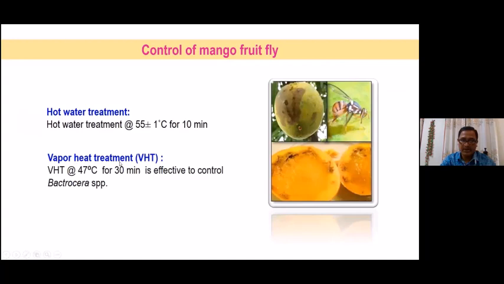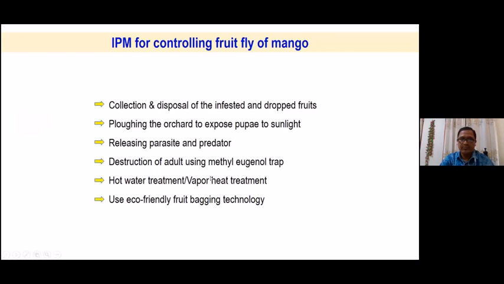These two treatments can be useful to control them. Then IPM for controlling fruit fly, there are some prescriptions: collection and disposal of infected and dropped fruits, and next, prune the orchard to expose it to air and sunlight. Another step is releasing parasites or predators to kill the organisms. Destruction of adults using pheromone trap, and then water treatment or vapor treatment, and eco-friendly fruit packing, these sorts of things. If we can apply them combined and step by step, then that will control the fruit fly successfully.